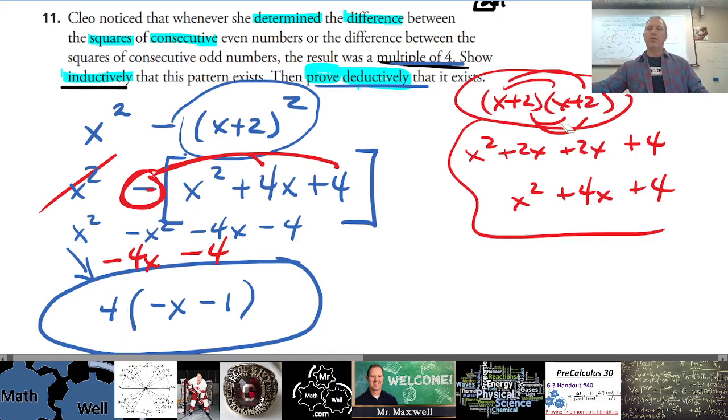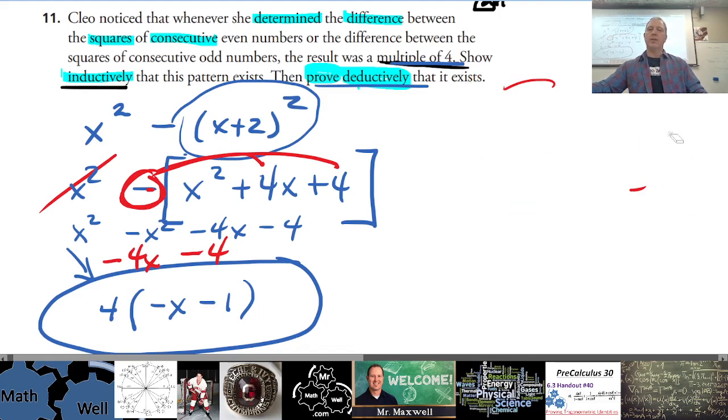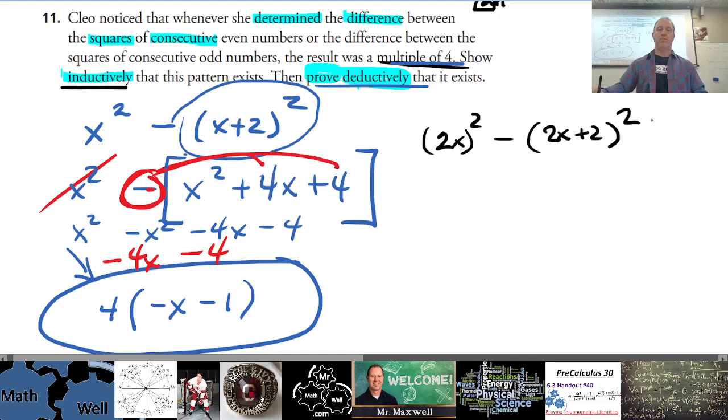Now, really quickly over here, if you want to say, Mr. Maxwell, I don't like the whole x thing, I want to do an even. So here's an even, and here is the next even number. It's going to be 2x plus 2 squared. Now, do you want to put equals 4 times something? I wouldn't. I would just examine this expression and show that it has a factor of 4.